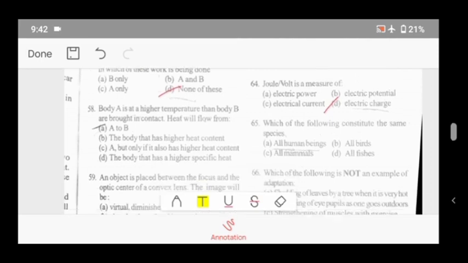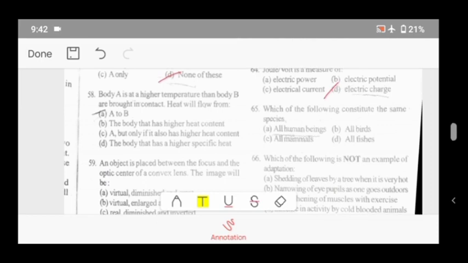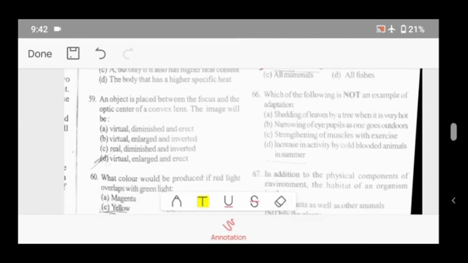Then, which of the following constitute the same species? Now biology. All human beings. Okay. All human beings. Which of the following is not an example of adaptation? So the answer will be D.